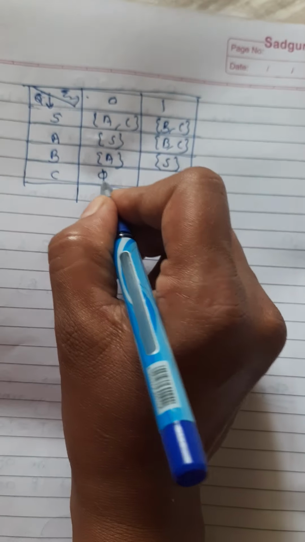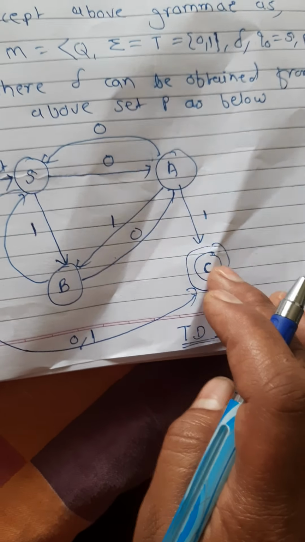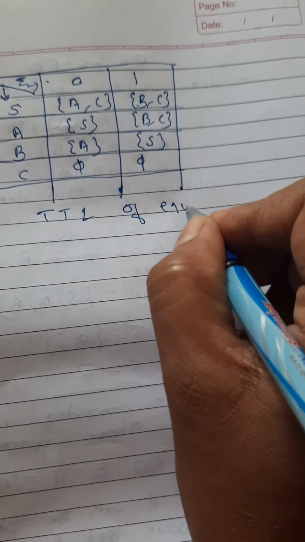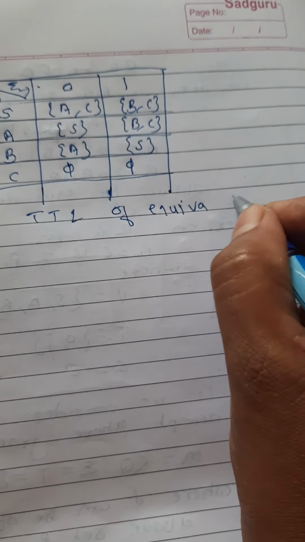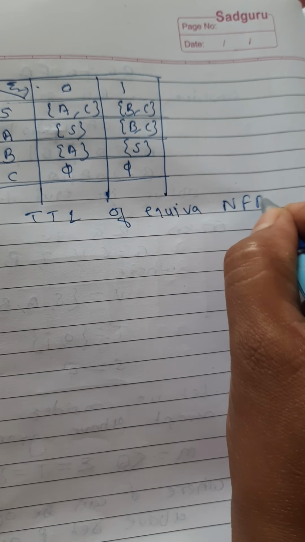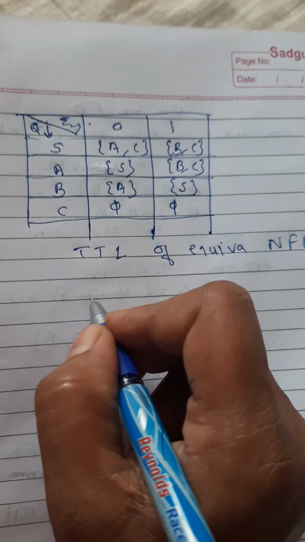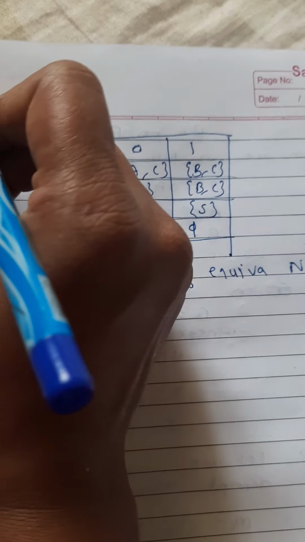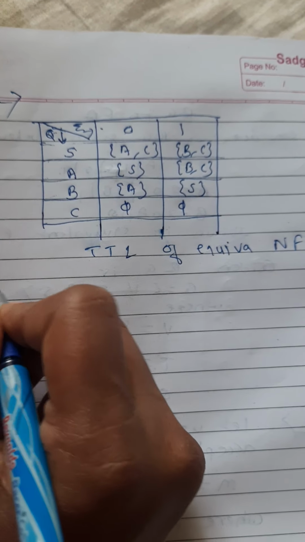And from C there is no outgoing transition. From state C there is no outgoing transition, so it will be phi. Okay, so this is transition table 1 of the equivalent NFA. Now we have to convert this into transition table 2. So this is step 2, then step 3.